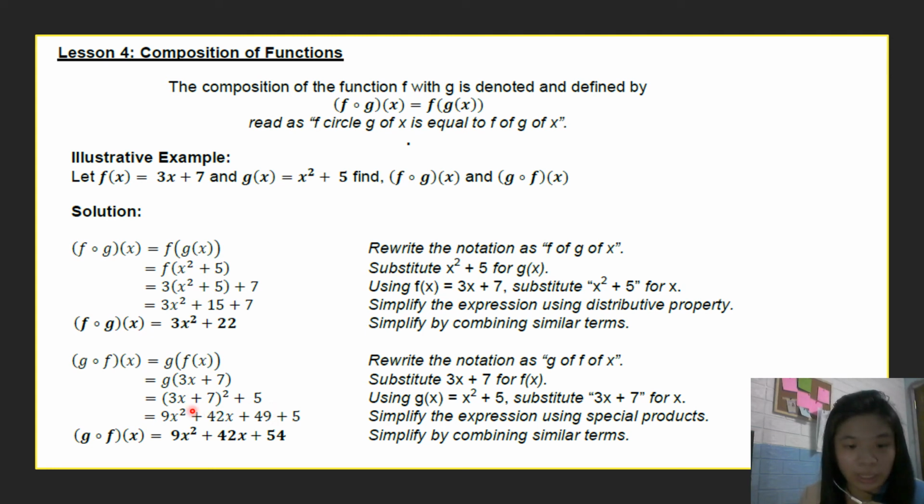So, squaring a binomial, first thing is square the first term, that's 9x squared. Square the last term, that is 49. Twice the product of the first and the last, we multiply the first and the last, 3x times 7 is 21x. Then we multiply it by 2 kasi twice the product of the first and the last, that is 42x. Then we bring down 5.